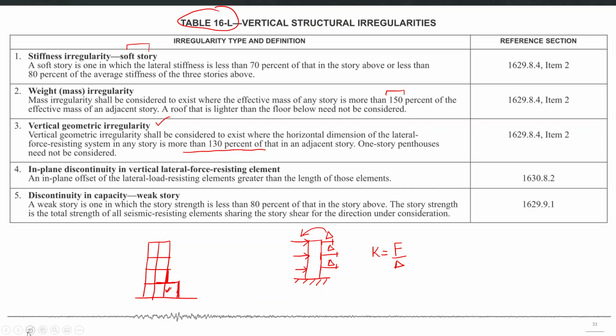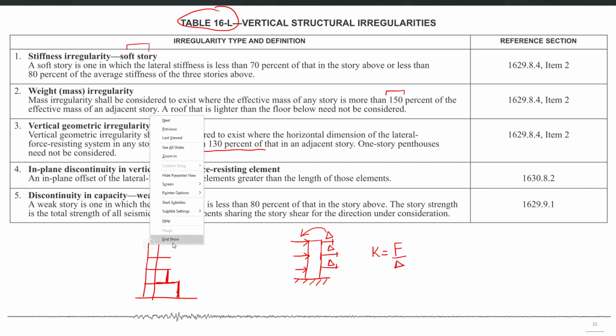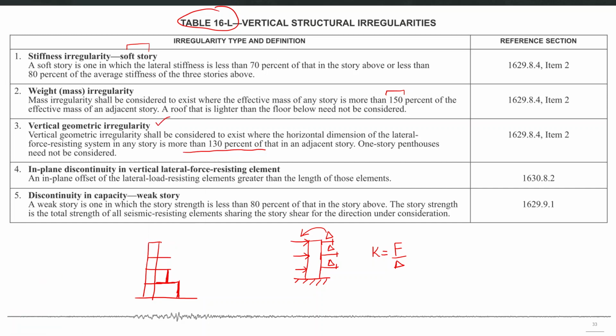So let's say we don't have this continuity of the columns here. Let's say I don't have this column. Let me draw it again like this, and then I have it like this. If this is the situation, and if this offset is greater than the length of this column, then your structure has the in-plane discontinuity in the vertical lateral force resisting system, which is the moment resisting system in this case.